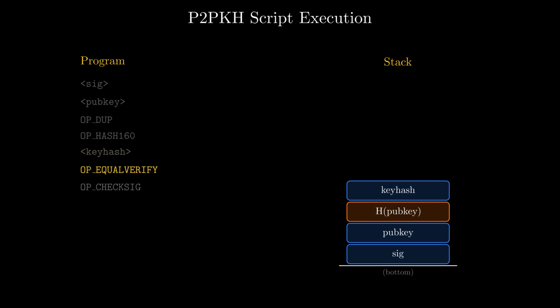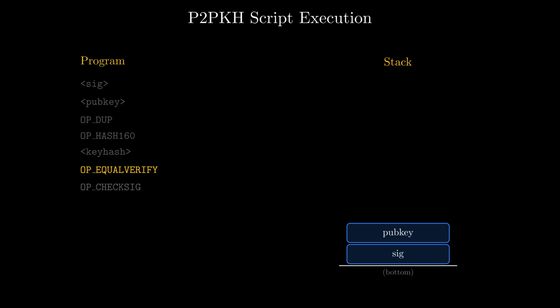OP_EQUALVERIFY pops the two top items, the computed hash and the committed hash, and checks they match. If they don't, the script aborts. If they do, both are consumed and we're left with the signature and pubkey. Finally, OP_CHECKSIG pops both, verifies the signature against the public key over the transaction data, and pushes true. The spend is valid.